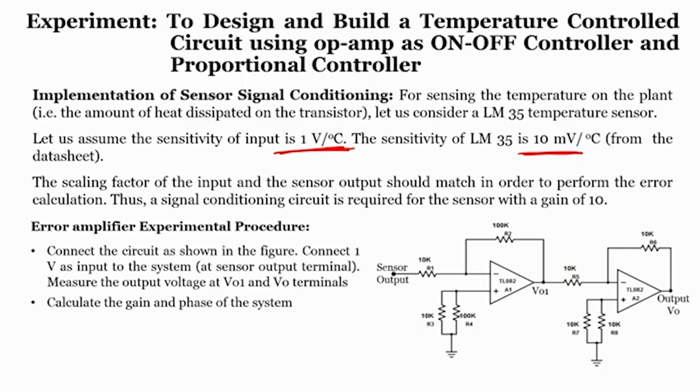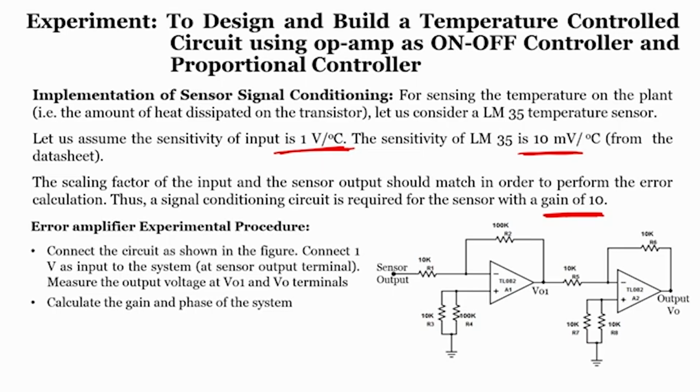The scaling factor of the input and sensor should match in order to perform the error calculation. Thus, the signal conditioning circuit is required for the sensor with a gain of 10. You can see that the sensor output and the input scaling factor should match, and for that, in this particular condition, we require an amplifier or signal conditioning circuit with a gain of 10.